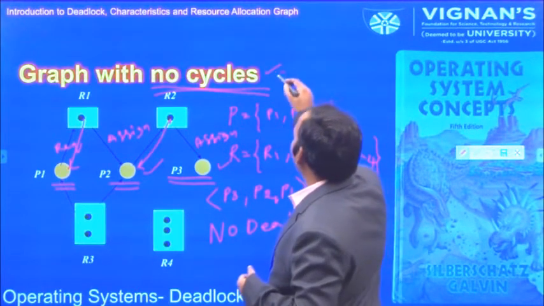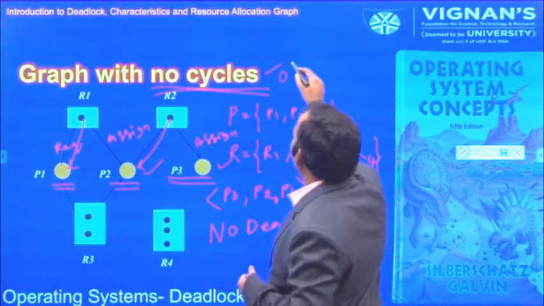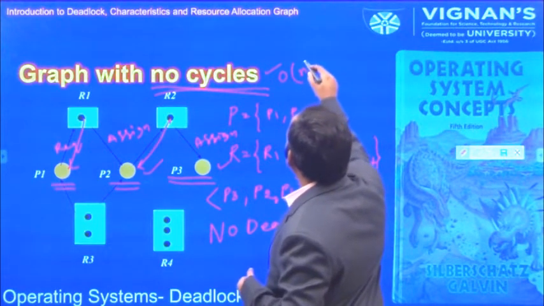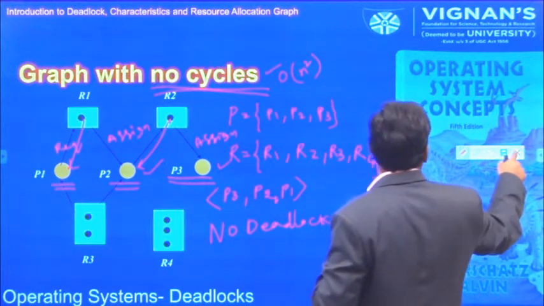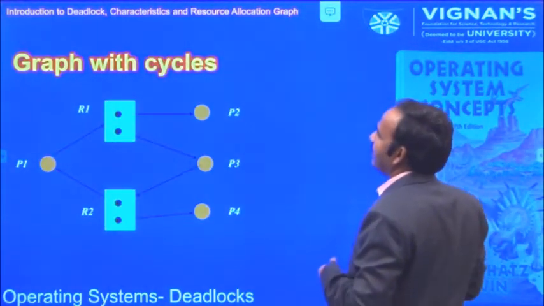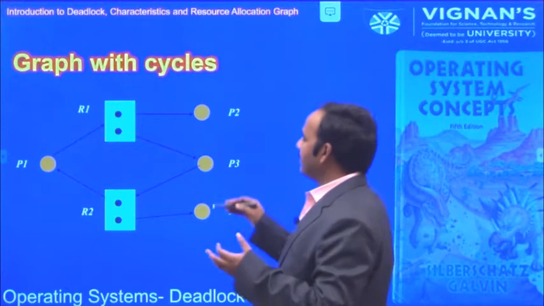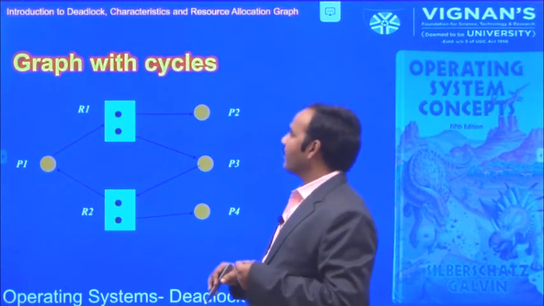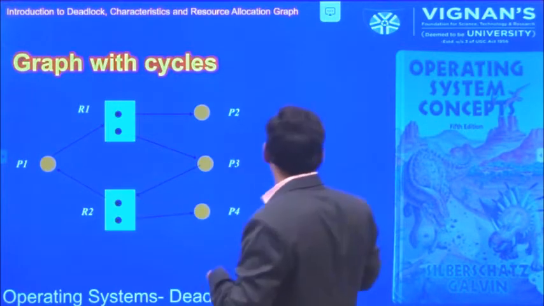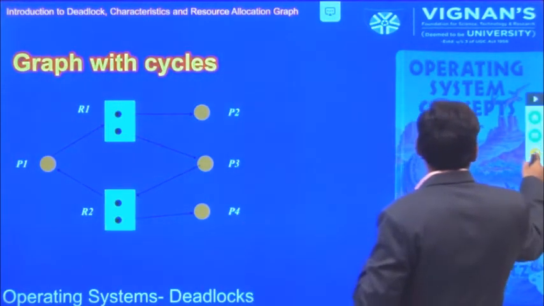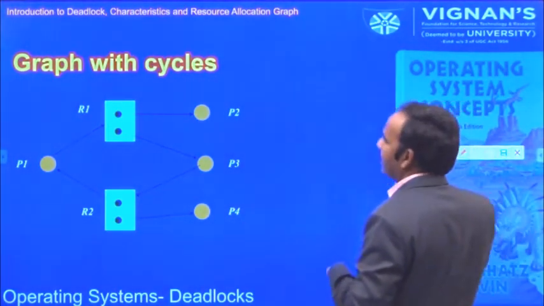What is the time complexity required? To find the cycle, it is only order of n square, where n is the number of nodes. And coming to the second graph, this graph contains a cycle. Let's see whether the cycle exists in this graph or not.